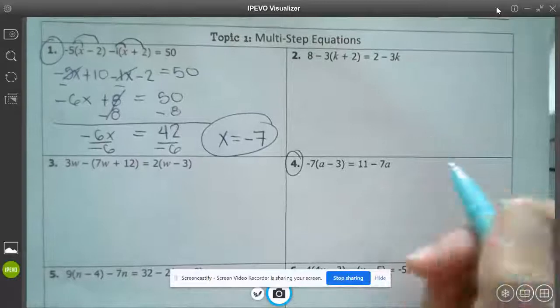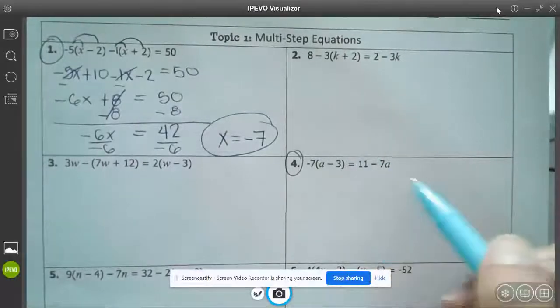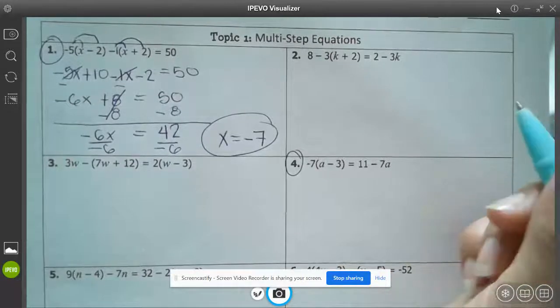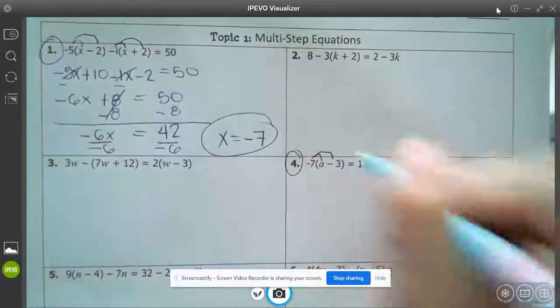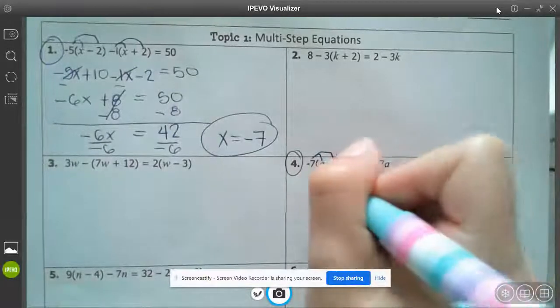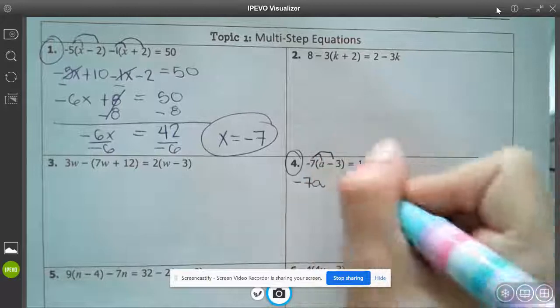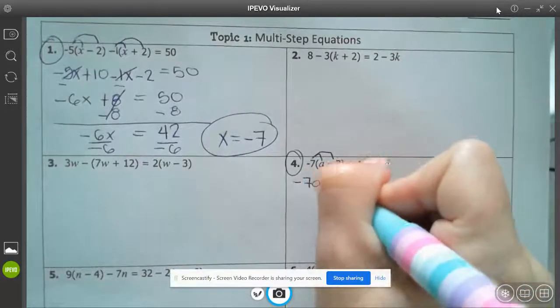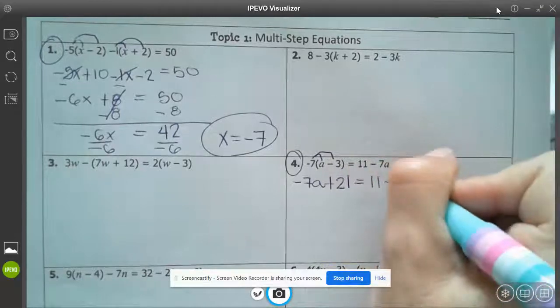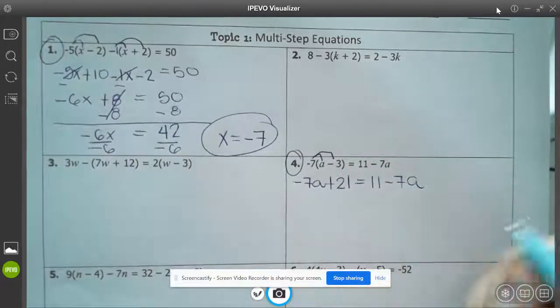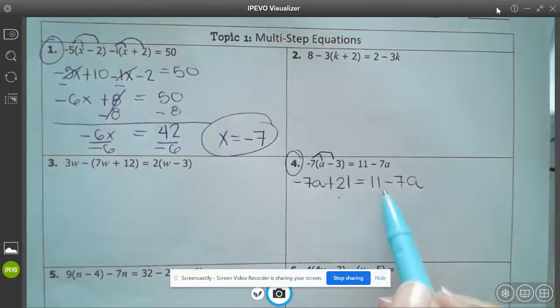Let's do this one. All right, so the first thing here is that I have to check each side of the equal sign. Can I simplify anything? So yes, I can distribute this -7 here. So let's do that. So that's -7 times a, that's -7a. -7 times -3, that's +21, equals 11 minus 7a. Now everything is simplified here. So now I start shuffling things around, combining like terms. So I'm going to go ahead and move this one to this side.